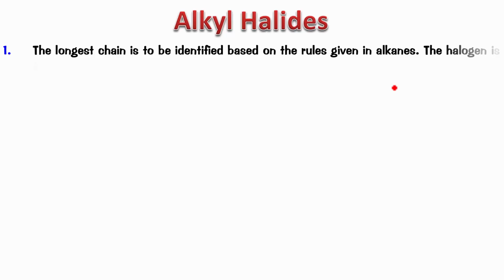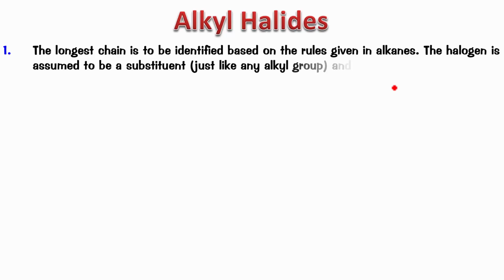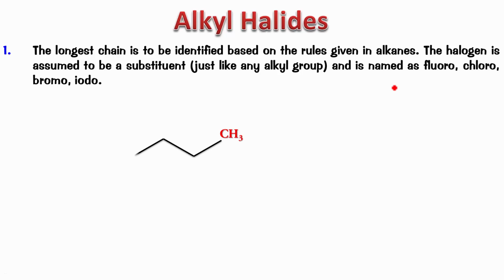So let's check the first rule. The first rule says the longest chain is to be identified based on the rules given in alkanes. The halogen is assumed to be a substituent just like any alkyl group and is named as fluoro, chloro, bromo, and iodo. So let's do a couple of examples. Try and name this compound. As is the custom with our videos, I would suggest that you pause the video now and name it, and then play it back and check whether you have named it correctly or not.